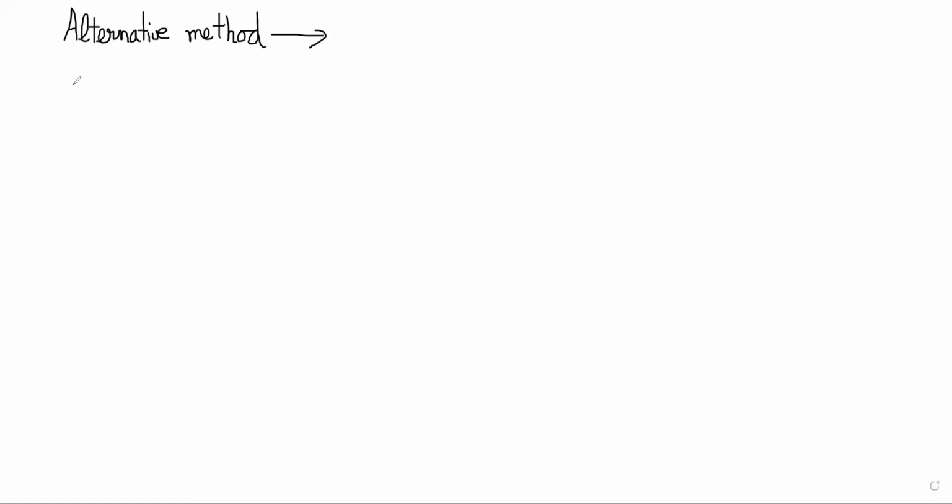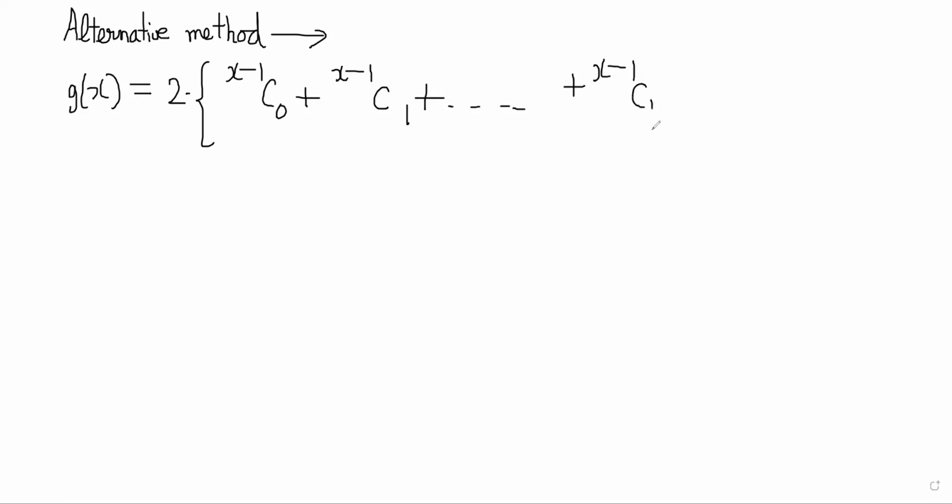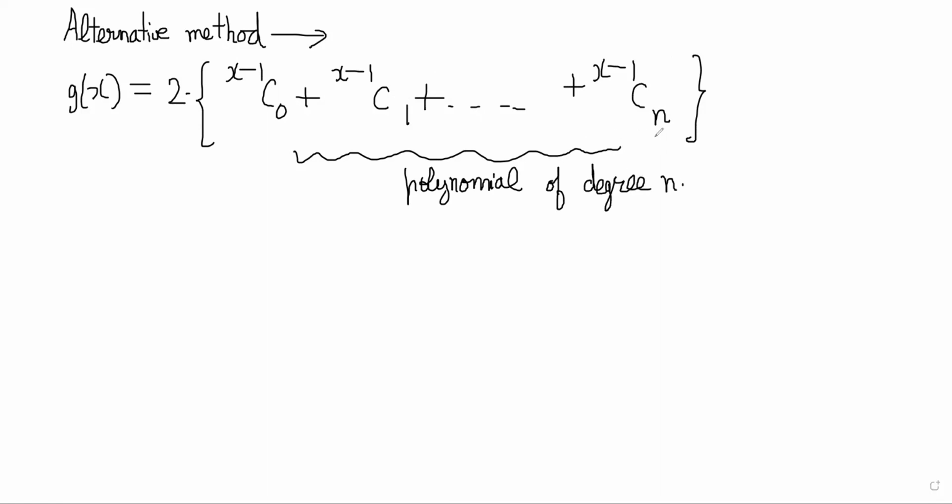So we can say that the function g of x is equal to twice of x minus 1 C0 plus x minus 1 C1, so on till x minus 1 Cn. This is clearly a polynomial of degree n, because x minus 1 Cn has degree n, right? So the sum of all of this will have degree n. Now, obviously, by using combinatorics, we can see that the sum of the terms from 0 to n, x minus 1 C0 to x minus 1 Cn, will be equal to 2 power x minus 1, and outside there is a 2.